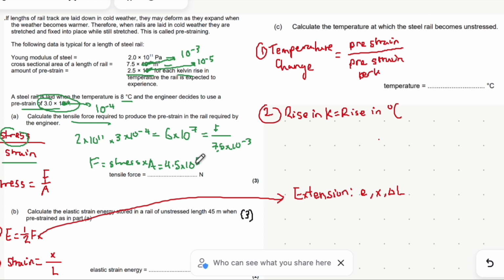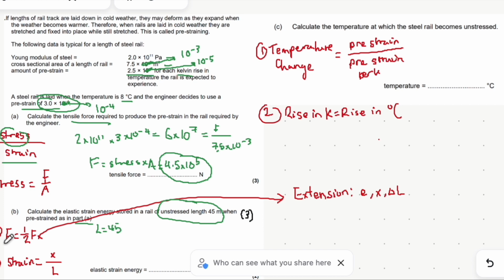Let's make the power a bit bigger. Sorry, I'm still getting used to writing with this interactive whiteboard, so if my writing is not the best, I apologize. Let's move on to part 2. Calculate the elastic strain energy stored in a rail of unstressed length of 45 meters. That means that without being stretched, its length, capital L, is 45 meters. But then it also says that it's pre-strained, like in part A. That means it has this value of strain, 3 times 10 to the power of minus 4.